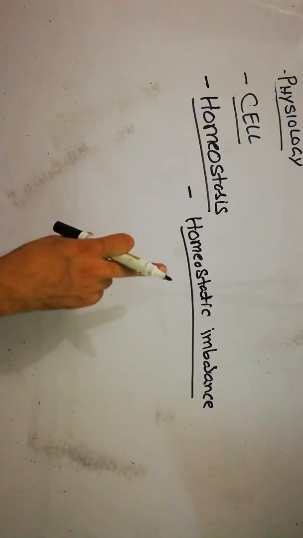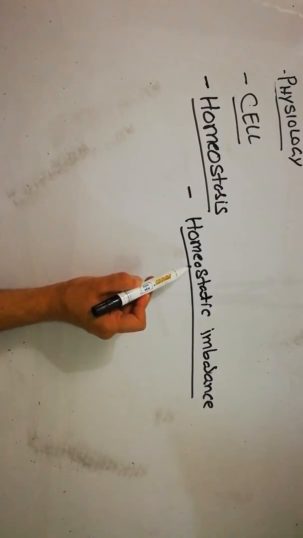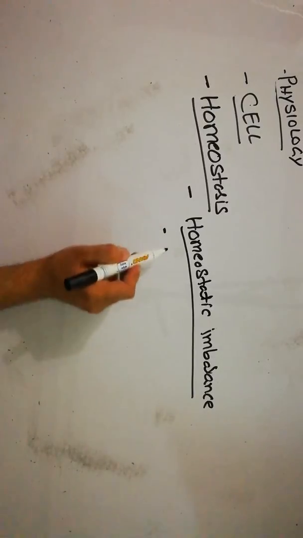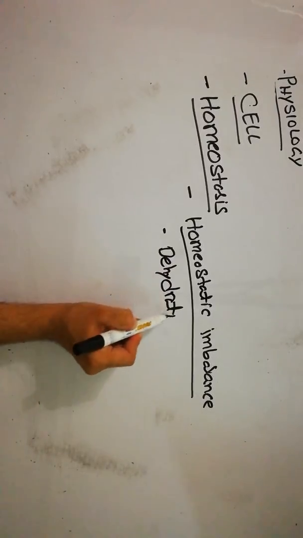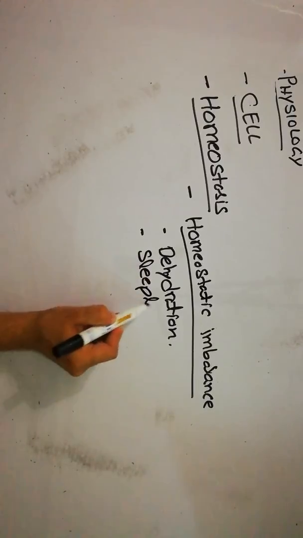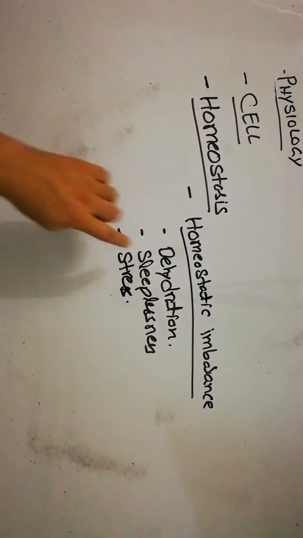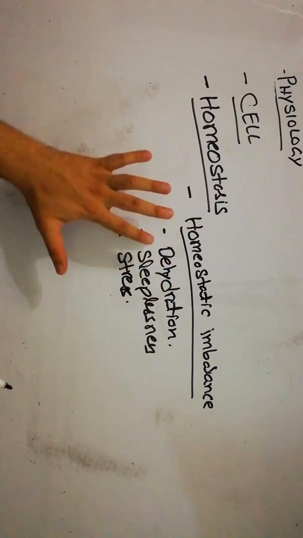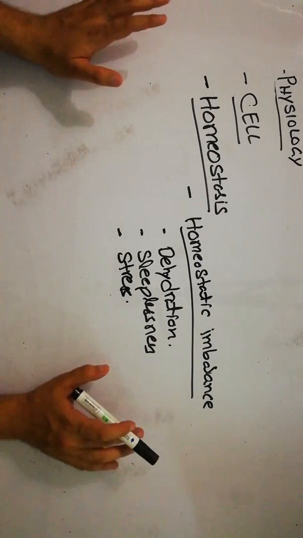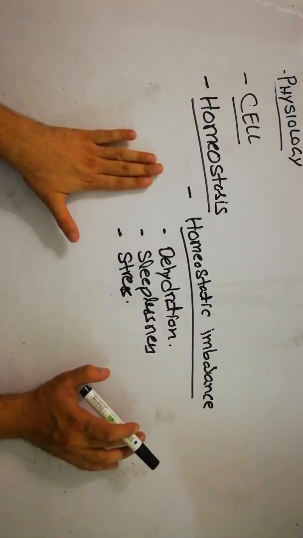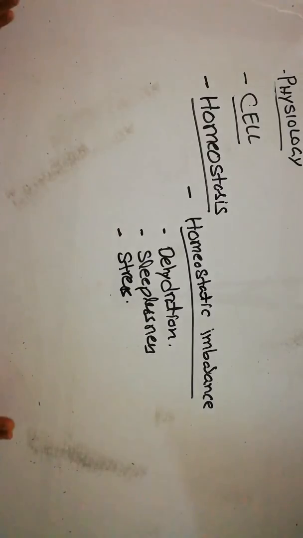Each and every type of disorder has some starting point, and that starting point is homeostatic imbalance. Homeostatic imbalance normally can be caused by a lot of factors, but prominent are dehydration, sleeplessness, stress. Each and every factor can lead to homeostatic imbalance, which can lead to a lot of diseases and disorders. But to avoid the diseases and disorders from occurring, the body is trying to maintain homeostasis and to keep the internal environment nearly constant. How is the body trying to keep the internal environment nearly constant?